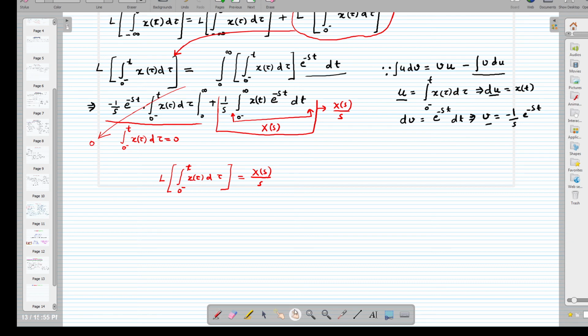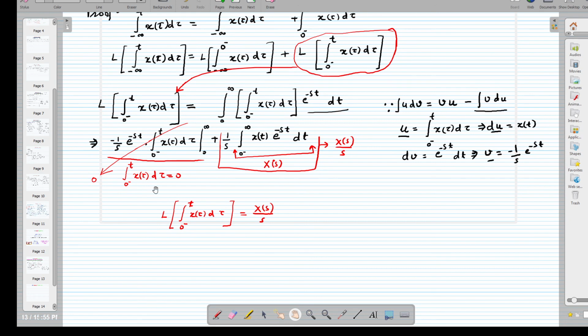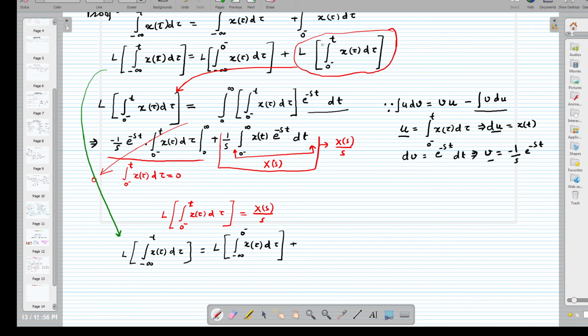Now if we look a little above, we have two portions, right? I am just rewriting this term for your convenience. We have to find the Laplace transform of the integration of x(tau) d tau from minus infinity to t, that is equal to the Laplace transform of the integration from minus infinity to 0 negative of x(tau) d tau, plus, now this term, we have already found its Laplace transform, which is given by X(s) by s. So that is what we are able to find.